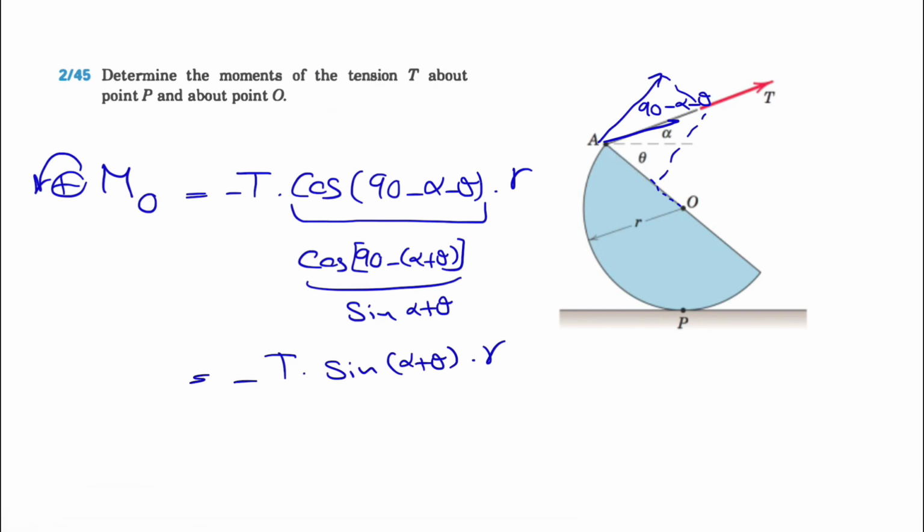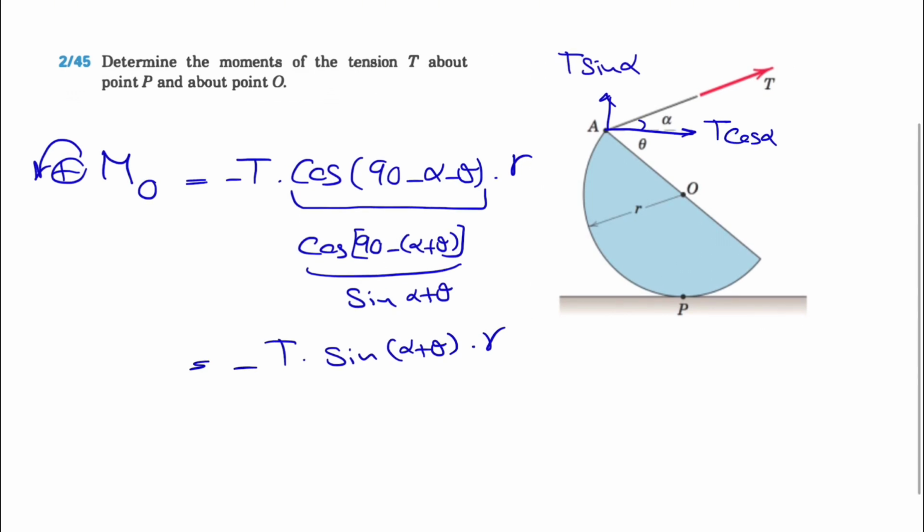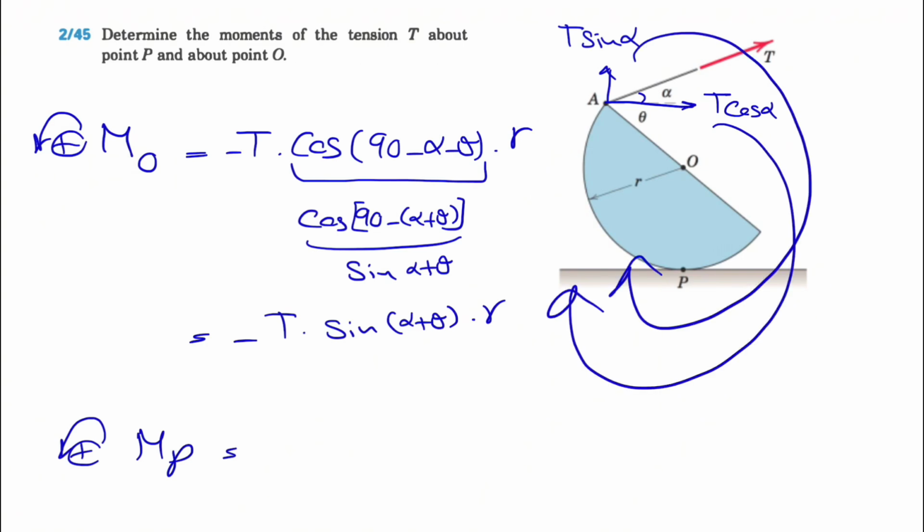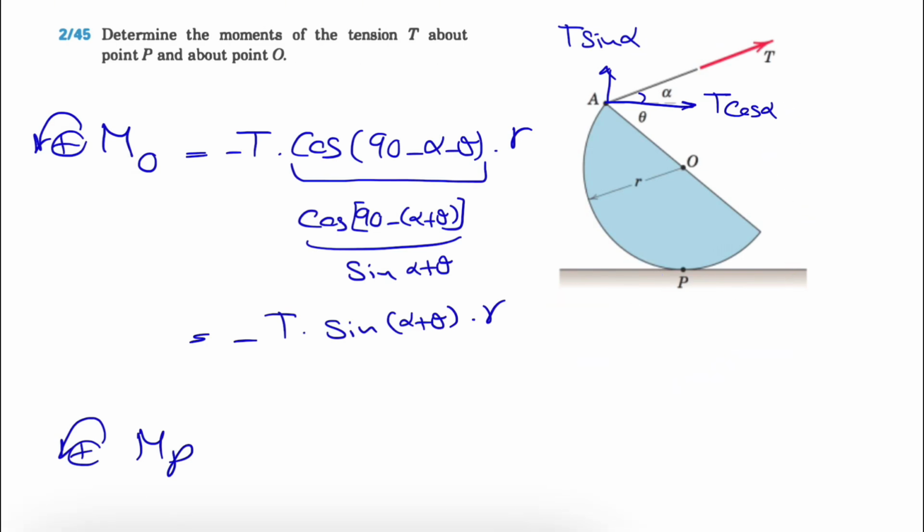But if we want to go with the X and Y components for T, this will be our X component, which will be T cosine of alpha, since we know this angle is alpha, and this will be T sine of alpha. And if we want to find the moment about point P, let's call it MP, counterclockwise positive, we can see that both the X and Y components are in the clockwise direction, so we have a negative sign. The negative sign shows that the moment was clockwise.